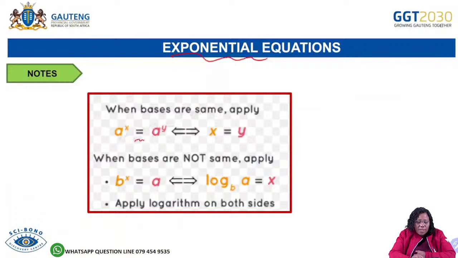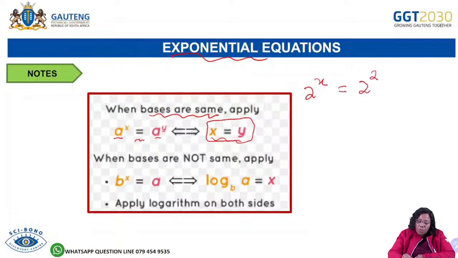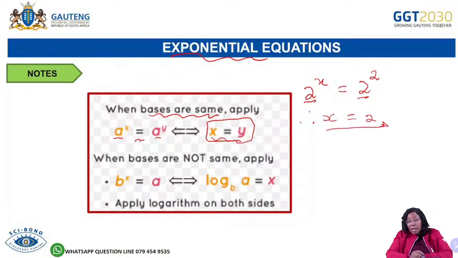So this rule states that you must have what? Same bases on both sides. There must be one base, but they must be exactly the same. And then now, if that is the case, it states that you can equalize the exponents. For example, if I'm having 2 to the power x equal to 2 to the power 2, this rule states that if I'm having the same base both sides, I can say therefore x is equal to 2 is my answer. I can equalize the exponents.